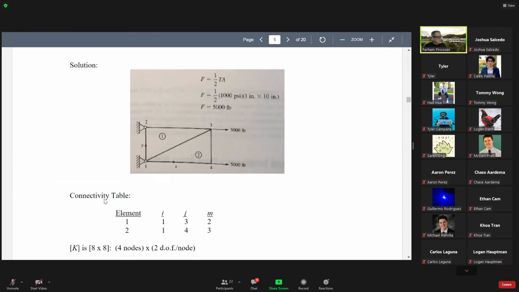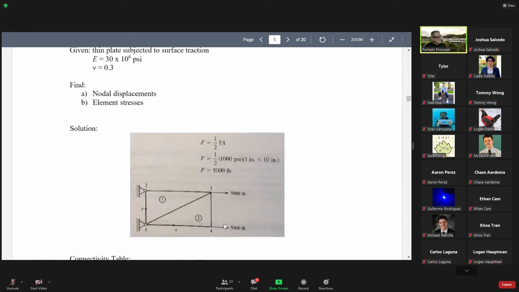And the connectivity table, element 1 and 2, we have 2 elements. Node start, always go counterclockwise. So element 1 goes from node 1, 3, 2. So this is 1, 3, 2. And this one, it is 1, 4, 3. Now, how many nodes do we have in this problem? Anyone? How many nodes?